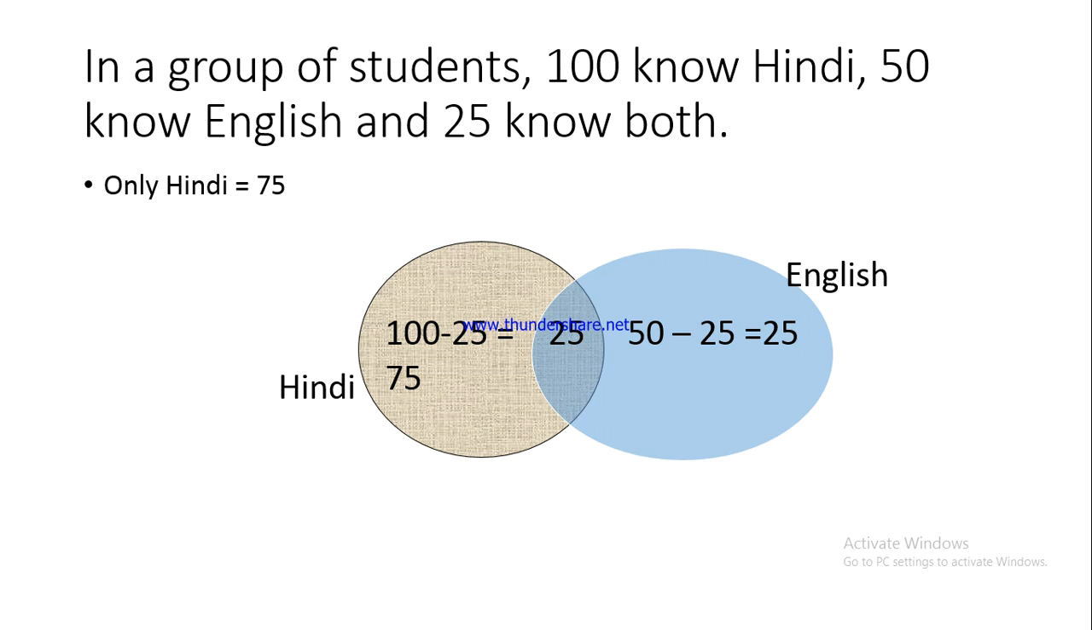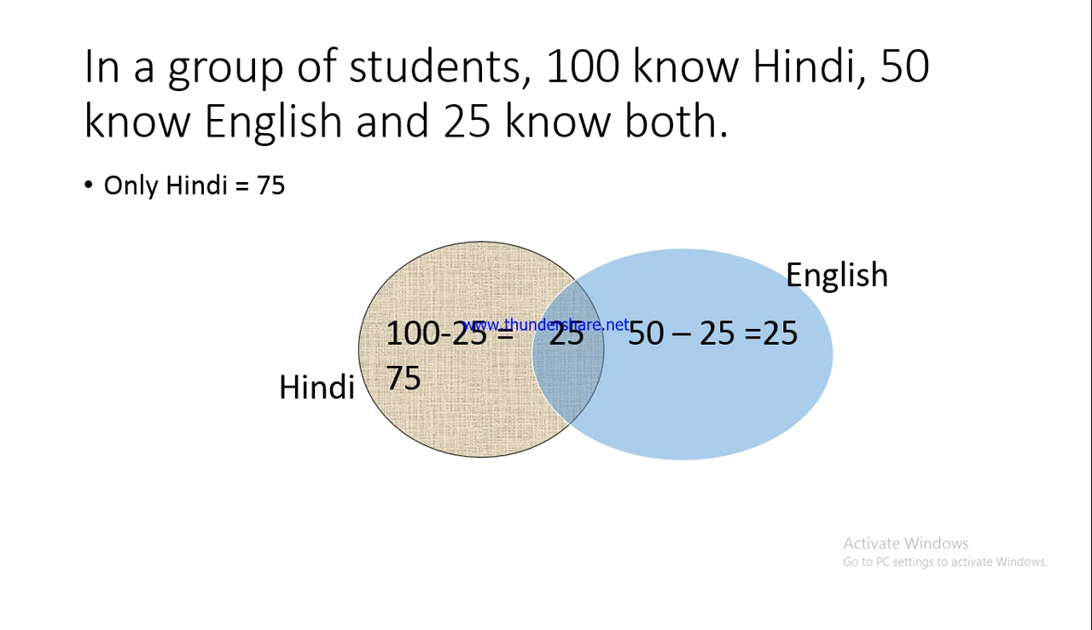Now the grayish portion is basically denoting those students who know only Hindi and no other language, no English. They only know Hindi, and the value of that is 75. So now we know that the number of students who know only Hindi is equal to 75, right? Now let us try and find out the number of those students who know only English. Can you do it now?